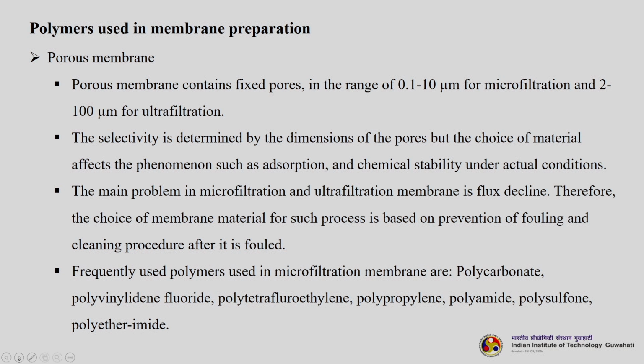So, let us talk a little about the materials that are used to prepare membranes. The first and foremost is of course polymers. Before that, a porous membrane contains fixed pores in the range of 0.1 to 10 micron for microfiltration and 2 to 100 micron for ultrafiltration. Now, the selectivity is determined by the dimensions of the pores, but the choice of material affects phenomena such as adsorption and chemical stability under actual conditions.